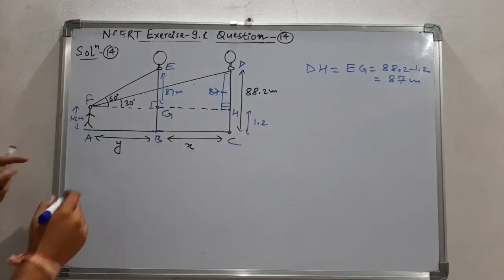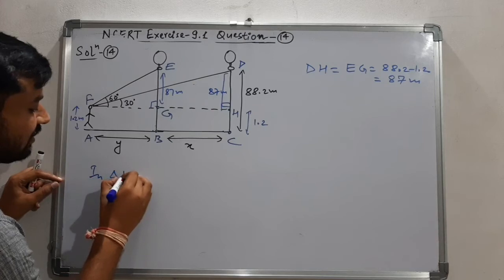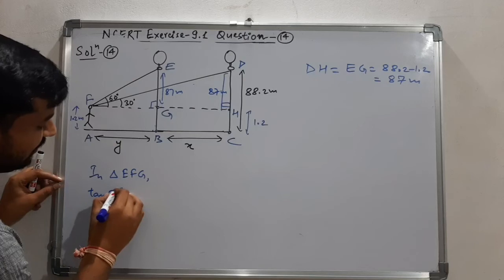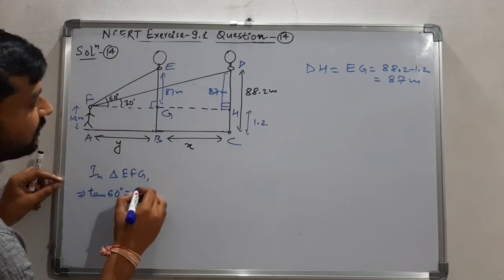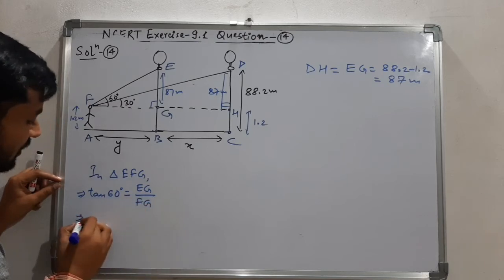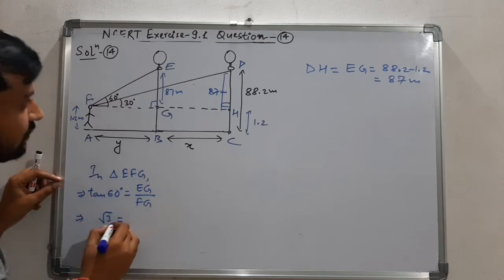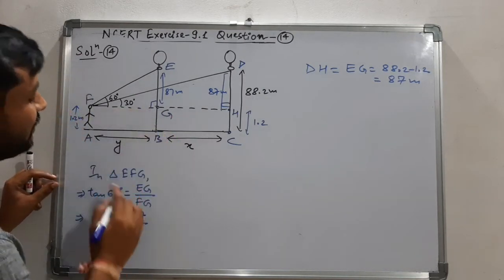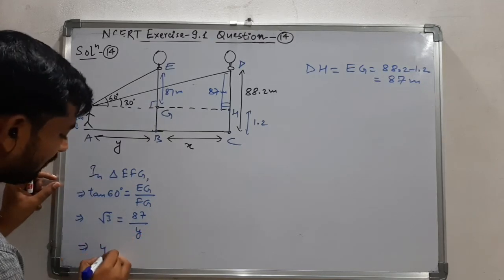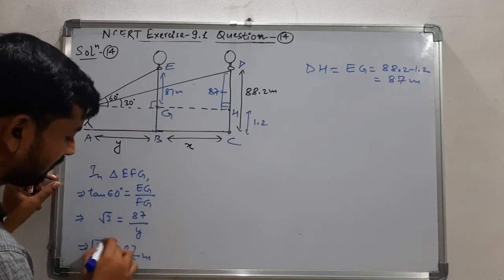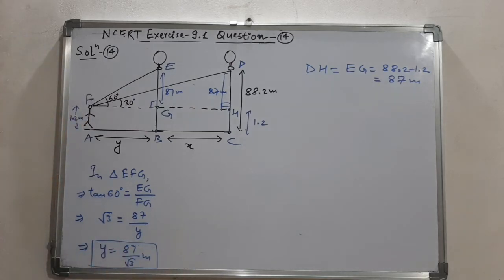In triangle EFG, the angle is 60 degrees, so tan 60 is equal to perpendicular, that is EG, upon base, that is FG. Tan 60 is root 3, which is equal to EG, 87, upon the base we have assumed as Y. So the value of Y comes out to be 87 by root 3 meters. We are able to calculate the value of Y here, that is 87 upon root 3.